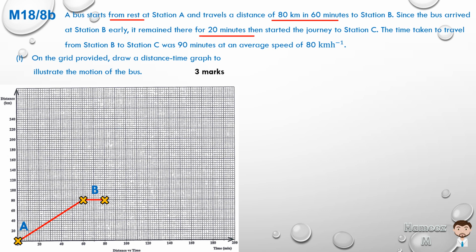And then it moves to station C. The time taken to travel from station B to C was 90 minutes. So from 80 and we add 90, that'll give us 170 minutes at an average speed of 80 kilometers per hour. So we know that line is sloping upwards to the right somewhere there. So let's put a station C there for the while. And let's leave the graph there as is for the while. Let's go to part 2.